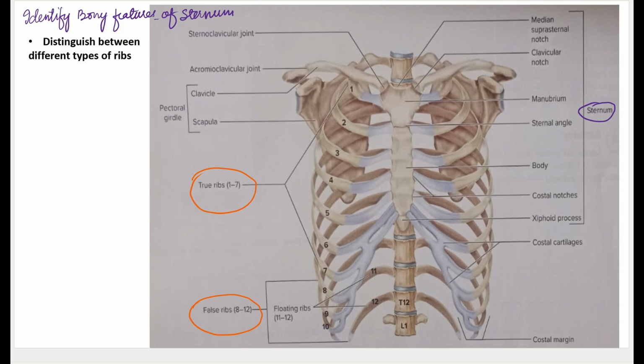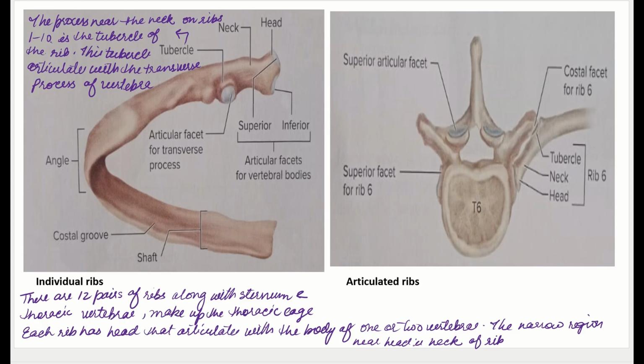The other feature of the axial skeleton is the thoracic cage, and it consists of 12 pairs of ribs and the sternum that protect the lungs and the heart, yet provide flexibility during breathing. Median suprasternal notch, clavicular notch, manubrium, sternal angle, body, costal notch, and xiphoid process are the main bony features of the sternum.